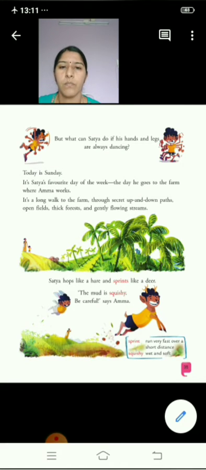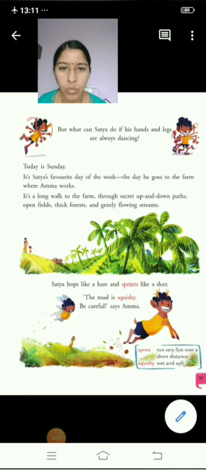Okay. But what can Satya do if his hands and legs are always dancing? Today is Sunday. It's Satya's favorite day of the week. The day he goes to the farm where Amma works. It's a long walk to the farm through secret up and down paths, open fields, thick forests, and gently flowing streams. Satya hops like a hare and sprints like a deer. The mud is squishy. Be careful, says Amma.